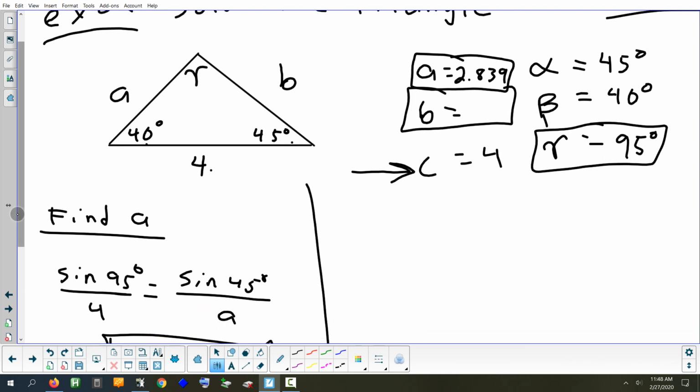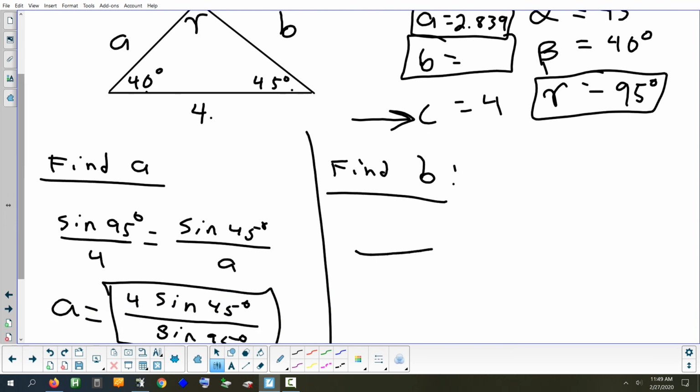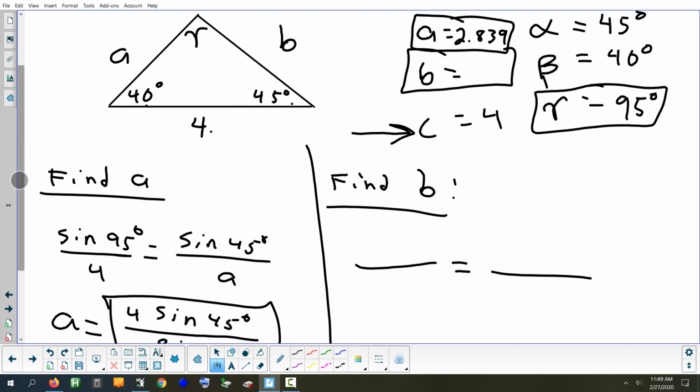Right, and let's set up our proportion to find B. So Jacob, what would I put on the left side to set this up to find B? Sine 95 over 4. Yeah, we're going to use the same row that we did the first time because we know it's right. Well, we had to find 95, but at least we know it's nice numbers. Sine 95 over 4 equals. And Nikara, how about on the right side? Sine 40 over 2. Yep.